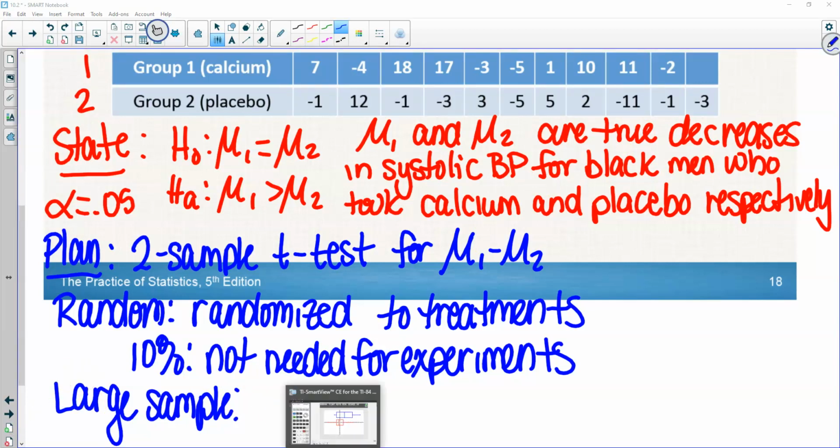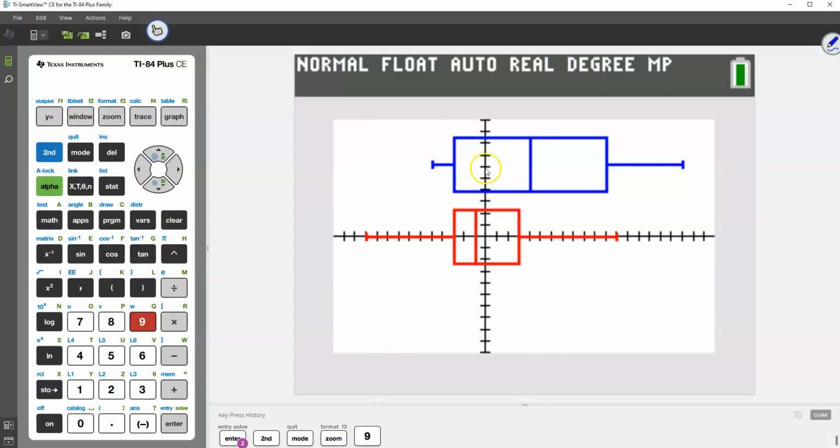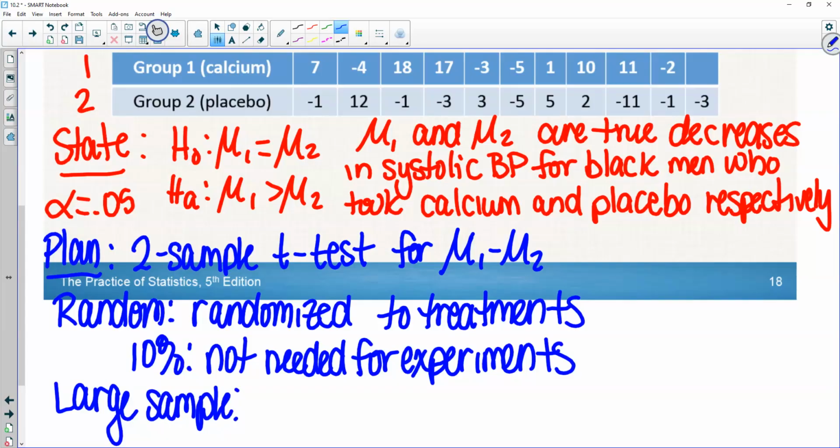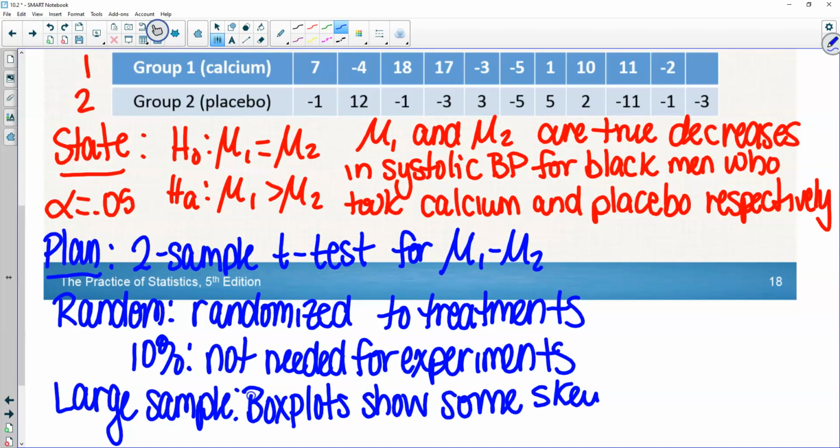So I did go ahead and put all the data in, and I put them in as 2 box plots. I don't see any outliers. They would be indicated with asterisks on either of those box plots. There is some skewness to each, but nothing too severe. So I'd say we're okay to do our T procedures. Some skewness, but no outliers.